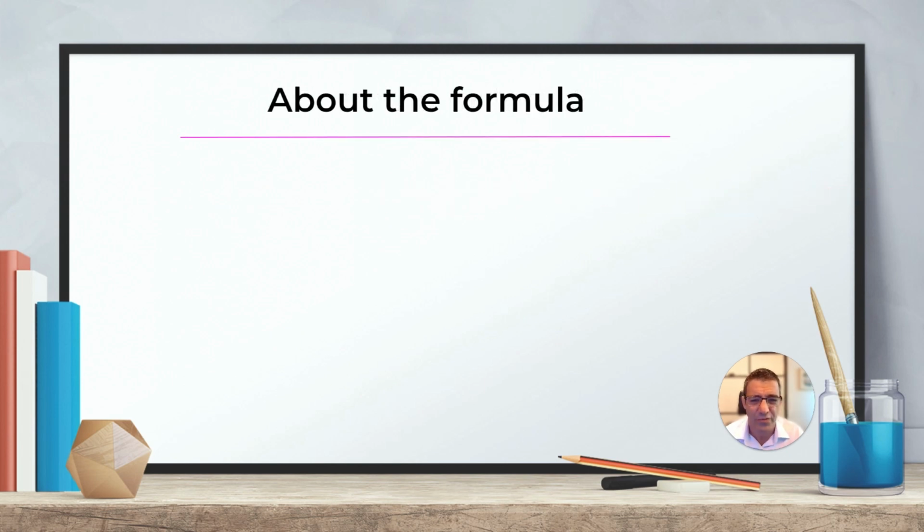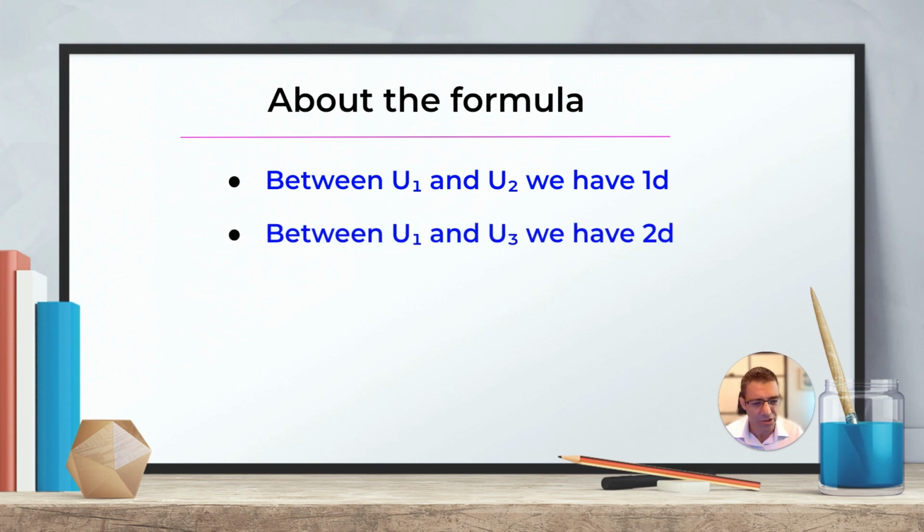So let's talk about this formula a little bit because it looks a bit tricky. It's actually not too bad. If you think about it logically, between the first term and the second term, you have one distance. Between the first term and the third term, you have two distances.